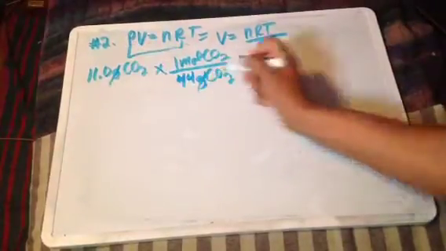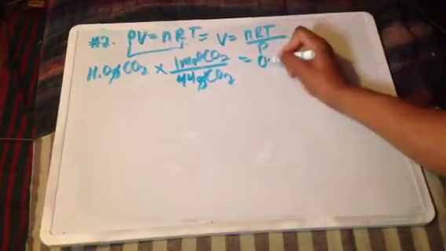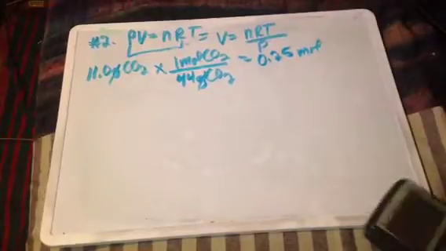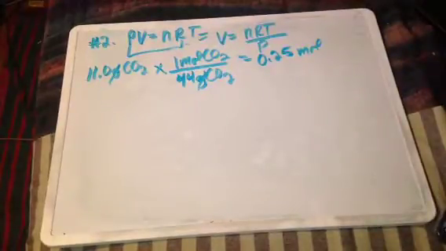It cancels out. So we end up having 11 divided by 44. Okay, let's do the math on that. We get 0.25 moles, right? So let's say 11.